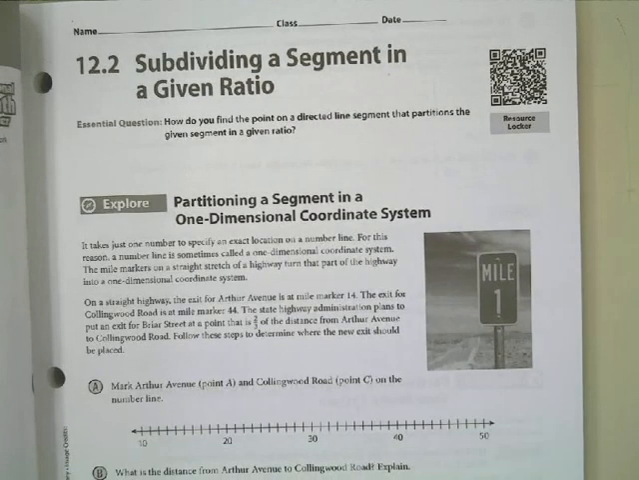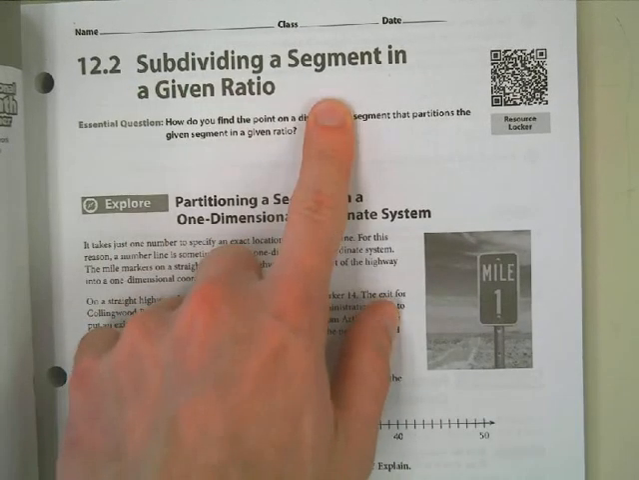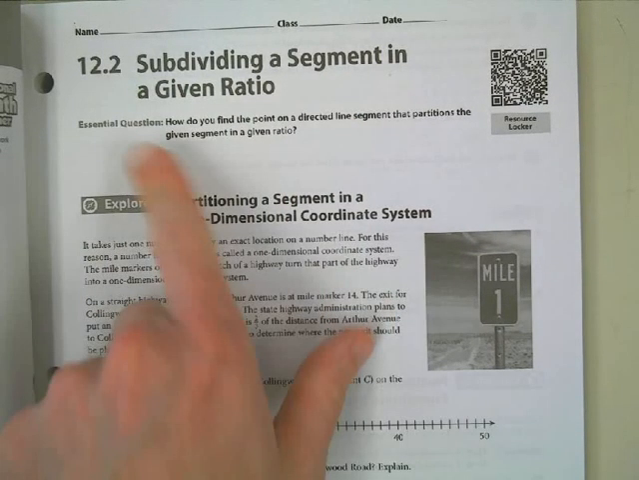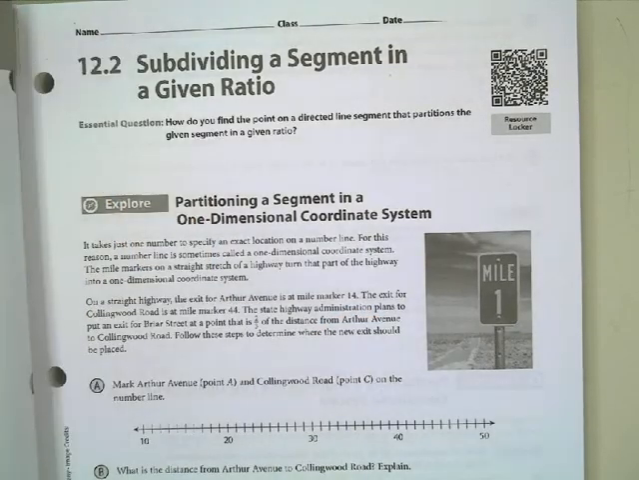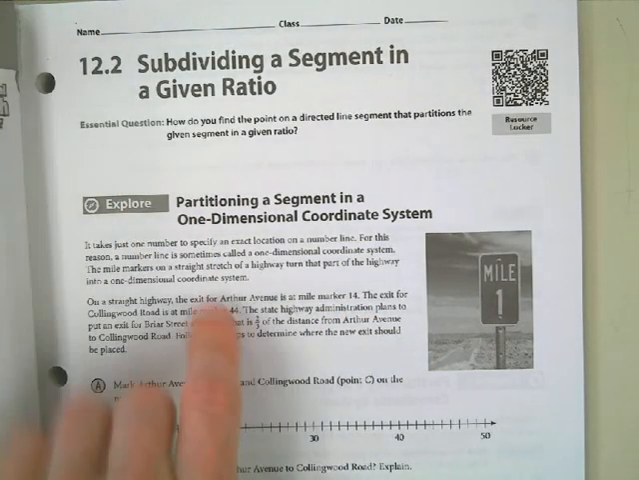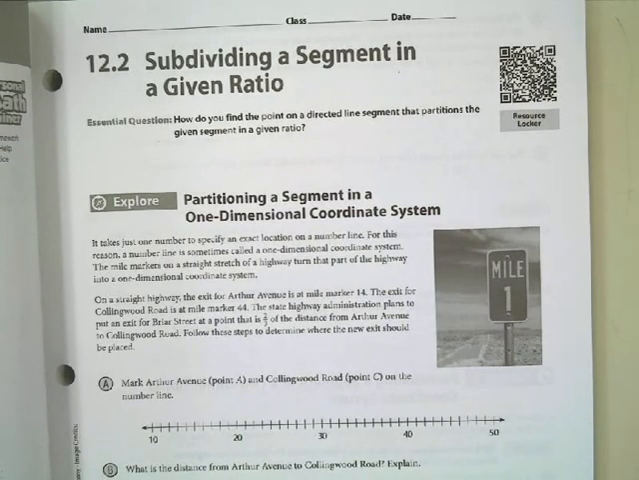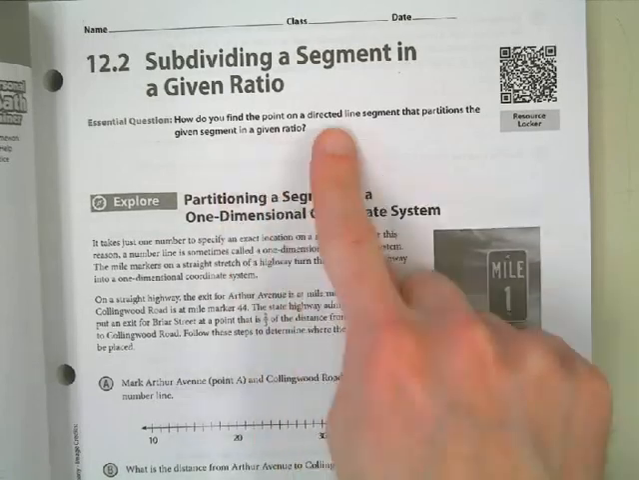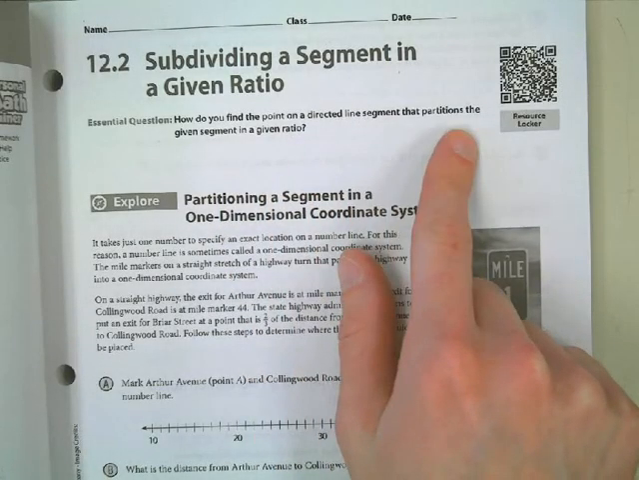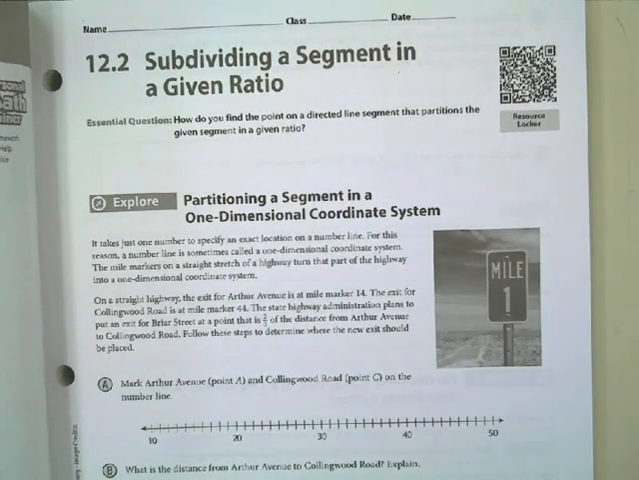All right. So, title is Subdividing a Segment in a Given Ratio, and the essential question we want to be able to answer is: how do you find the point on a directed line segment? And don't worry about the vocabulary there. We'll get to what that means in just a little bit. How do you find the point on a directed line segment that partitions the given segment in a given ratio?